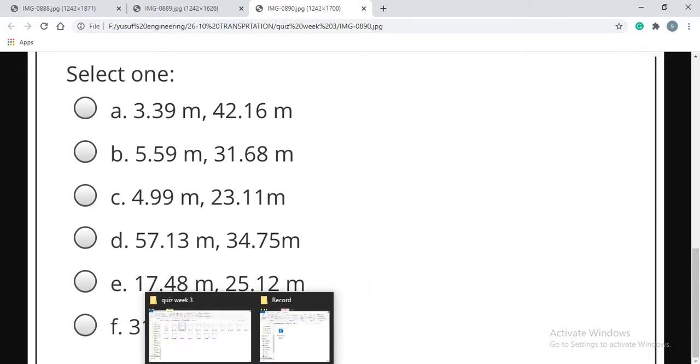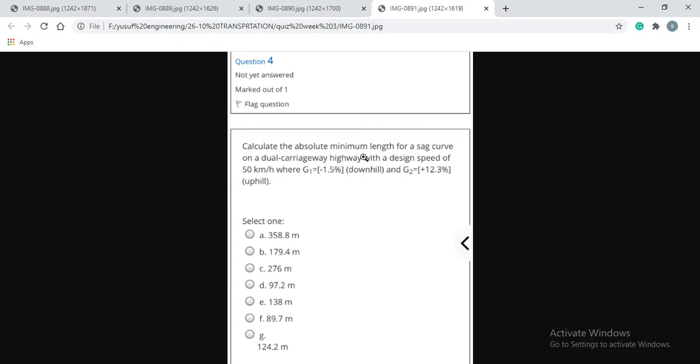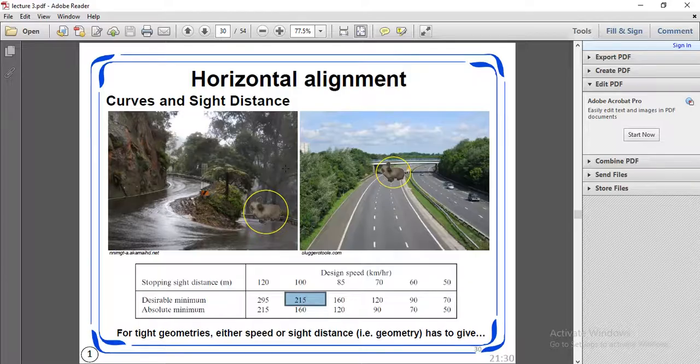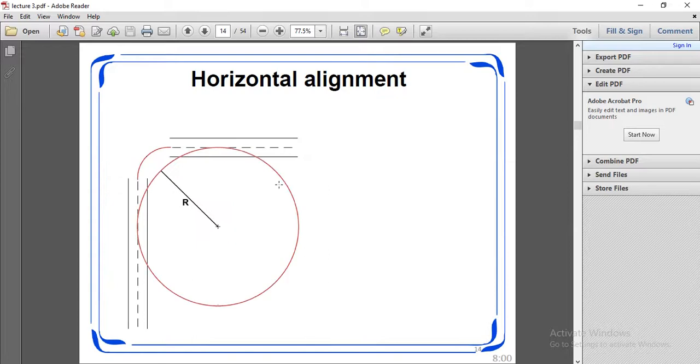Okay, and after that the next question is: calculate the absolute minimum length for a crest curve on a dual carriageway highway. The design speed of 50, G1 and G2. We have already solved such a question, but we can still find some other question, so just have a look here.